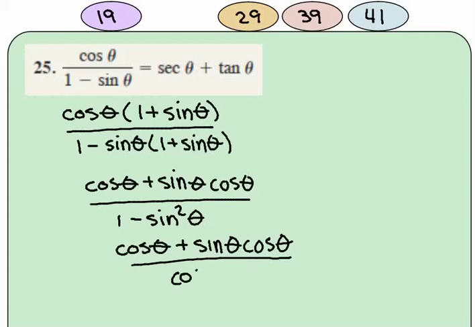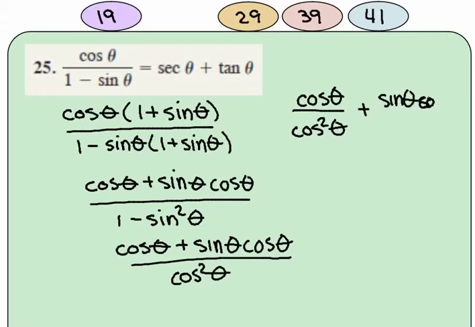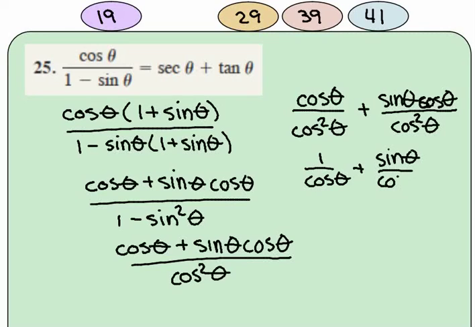That's our substitution step. So as we look there, now I can simplify each side. Okay, the top part, let's split it into 2 fractions. So we get cosine over a cosine squared, and then we end up with a sine cosine over our cosine squared. And so in this case, we get a 1 over cosine plus a sine over cosine, which both those, hopefully we recognize and can substitute. This becomes a secant theta plus a tan theta, and that was what we were looking for. So we have proven this identity as well.